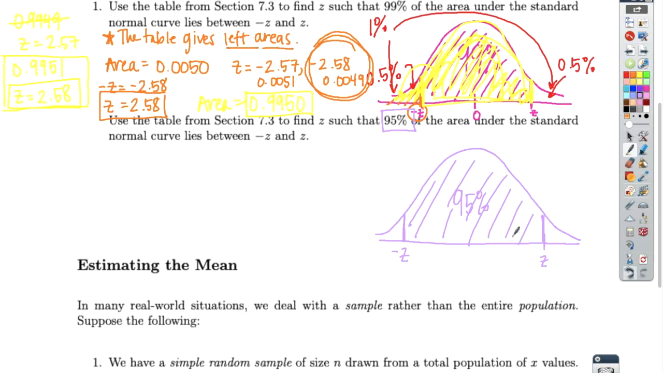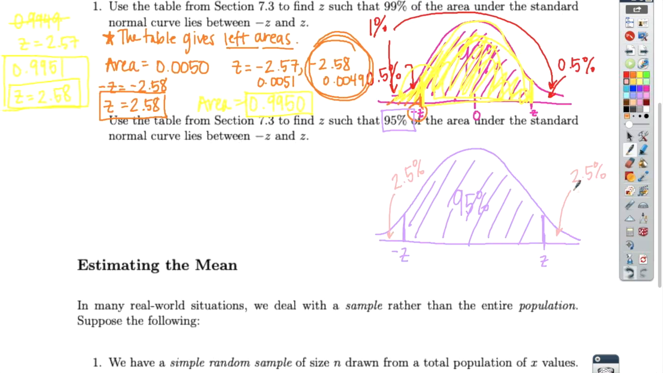So hopefully you've had a chance to try it. If there's 95% of the area between z and negative z, then that leaves 5% between the two tails together. Now, when I split that 5%, it's going to leave me 2.5% on the left side and 2.5% on the right side. So again, 5% must be on the outside of 95, and then I just split that 5% evenly between the two. So 2.5% and 2.5%.